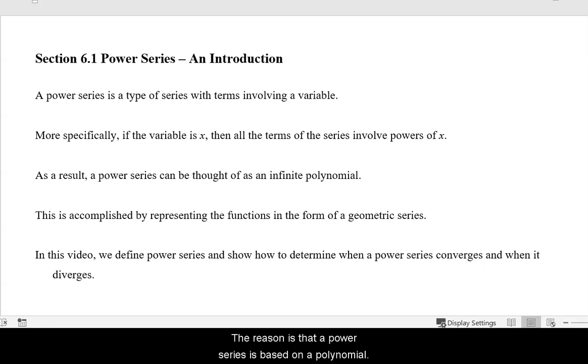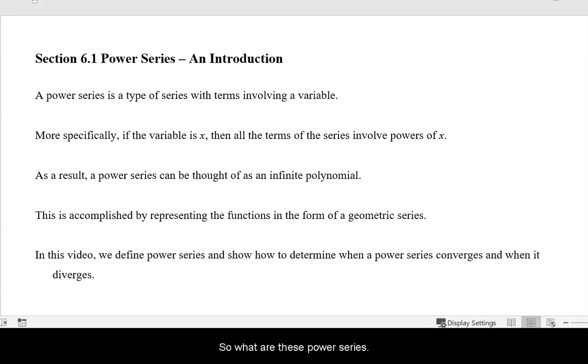The reason is that a power series is based on a polynomial, and we know that polynomials are defined everywhere. They're continuous everywhere, they're differentiable everywhere, and they're integrable everywhere. Being able to represent a transcendental function in terms of some kind of infinite polynomial would indeed be incredibly valuable and super easy to code in a computer. This is the power and the purpose of a power series.